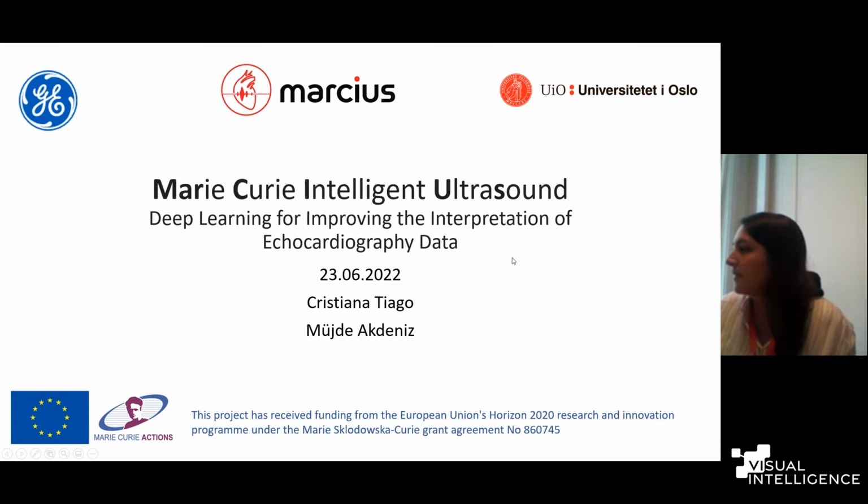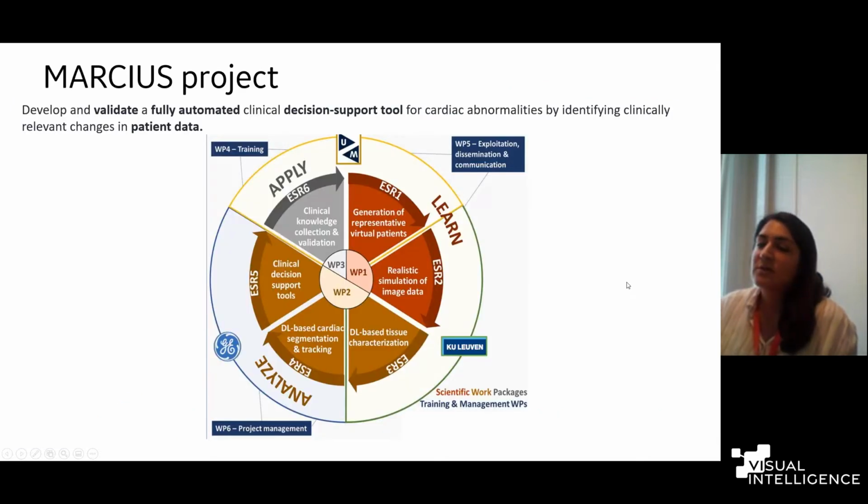So in this project, we want to use artificial intelligence technologies to automate the interpretation of echocardiography data from heart patients. We would like to develop and validate a fully automated clinical decision support tool for cardiac abnormalities. And here we have this research hypothesis that there exist currently undiscovered patterns in echocardiography data that are indicative of pathological conditions or poor outcomes. And we can learn them through AI to detect pathological markers and predict risk of poor outcomes.